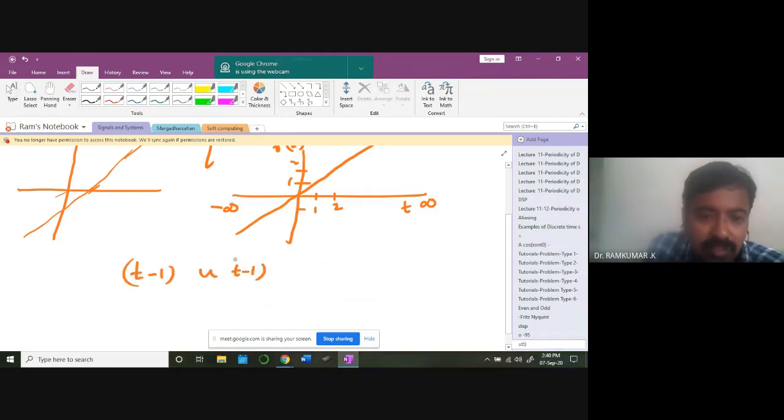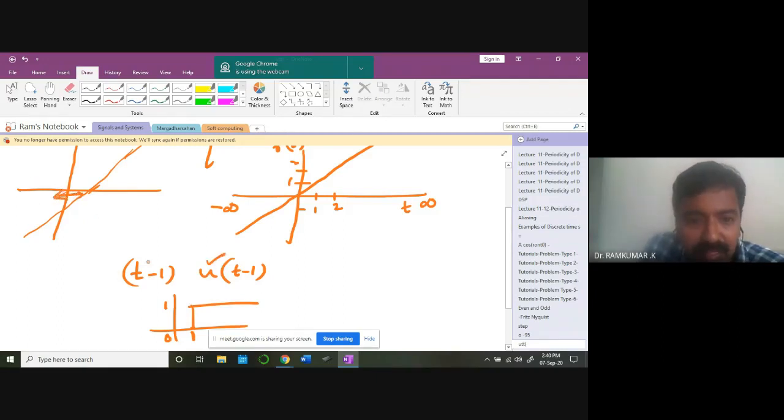I'm going to multiply these two signals. U of t minus 1, you know how it looks like. The value is 1, so this value starts at 1, not 0. So it's more like shifting the origin. When I multiply this signal with this signal, I'm going to get the amplitude 1. So this starts at 0 only, at 1.